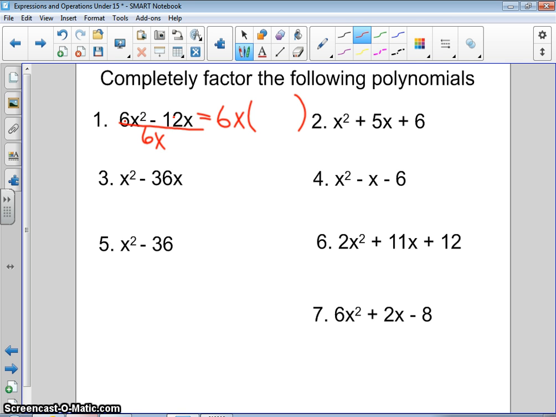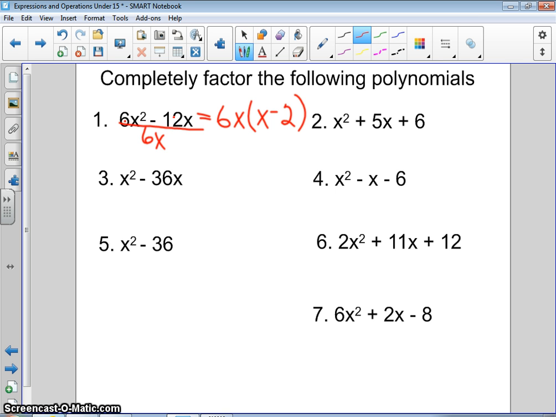6 divided by 6 is 1. X squared divided by x is x, so we'll put an x right there. There's a minus in between. And then for the second part, we've got 12 divided by 6 is 2, and x divided by x cancels out. So our answer will be 6x times the quantity x minus 2. Of course, you can always check your work by multiplying back out using the distributive property.